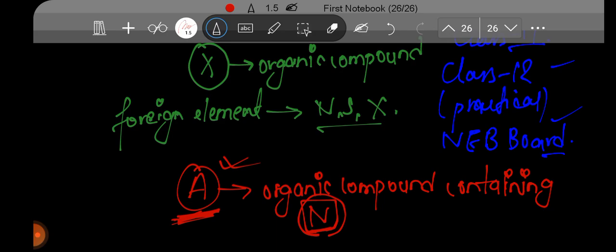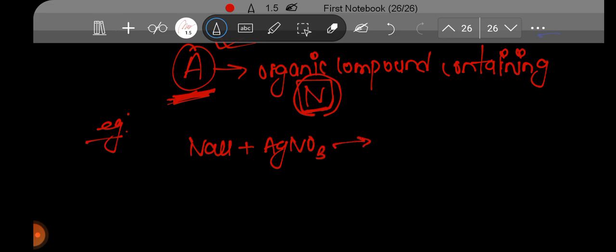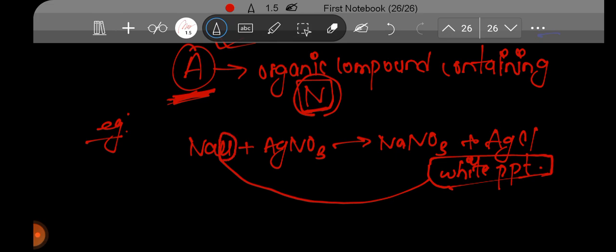For this, we can't simply do any reaction, because let us take one example. Suppose I am taking NaCl plus AgNO3, which can easily react and give NaNO3 plus AgCl, which is a white PPT. So if there is the appearance of white PPT, then there is the presence of halogen Cl.